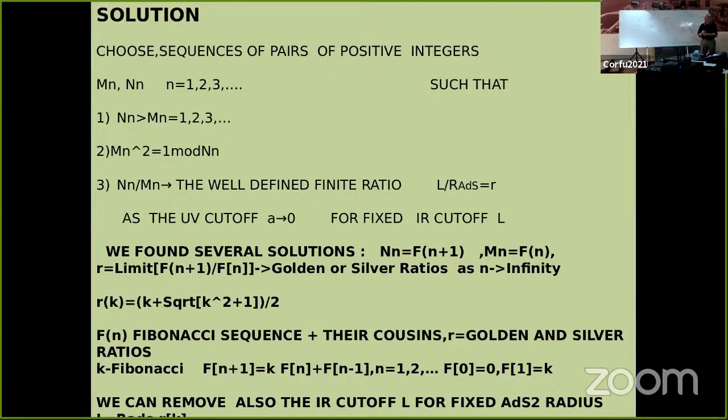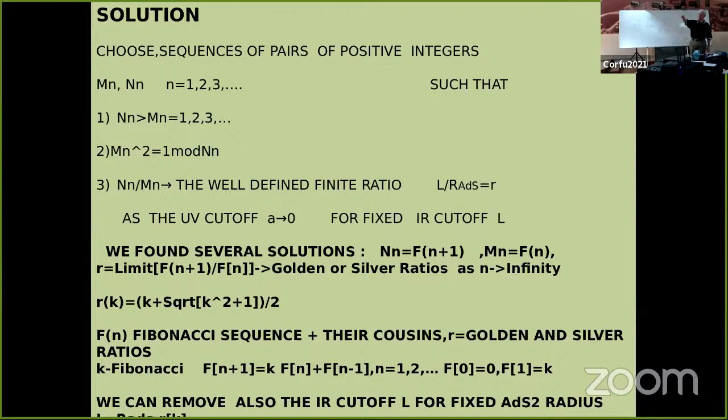We solved also this problem because there are other sequences which are called k-Fibonacci. K-Fibonacci are the sequences in which every term is k times the previous one plus the previous of the previous one. So if k equals 1, then this is the Fibonacci. If k equals 2, 3, etc., these lead to silver ratios. What is the ratio of Fn over Fn plus 1 for n going to infinity? You see that it is k plus square root of k square plus 4, over 2. So the size of the box is this number.